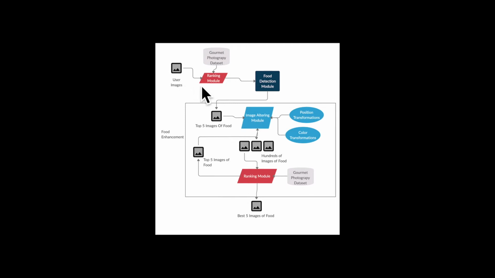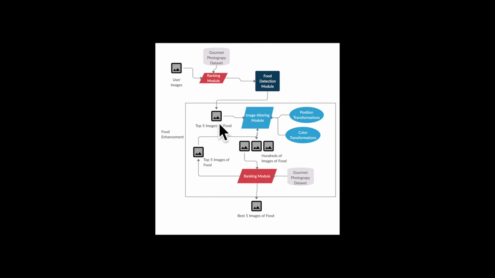The software architecture is: the user image goes to the ranking module, which is a convolutional neural network that decides whether an image is graded as good or bad. The top 5 images are passed onto the food detection module that asks for human input to detect where the dish is located in the image.